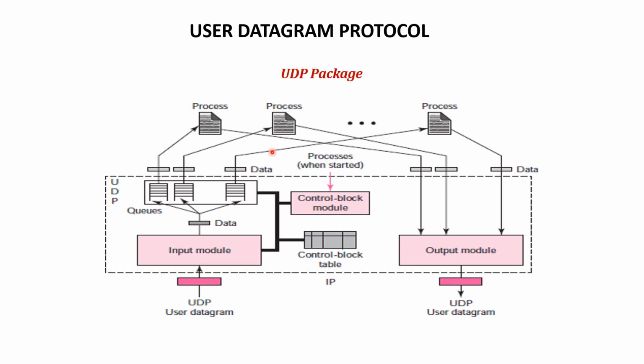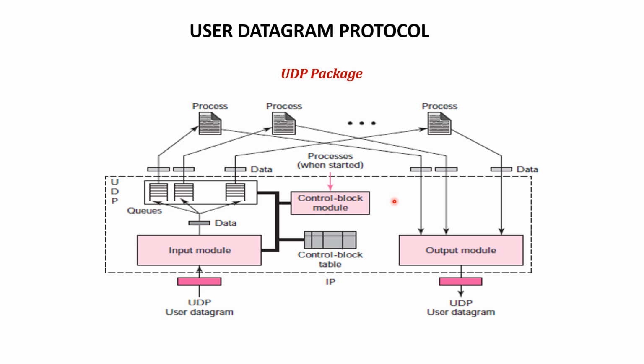Input queues: our UDP package uses a set of input queues, one for each process. In this design, we do not use output queues. Control block module: the control block module is responsible for management of the control block table.